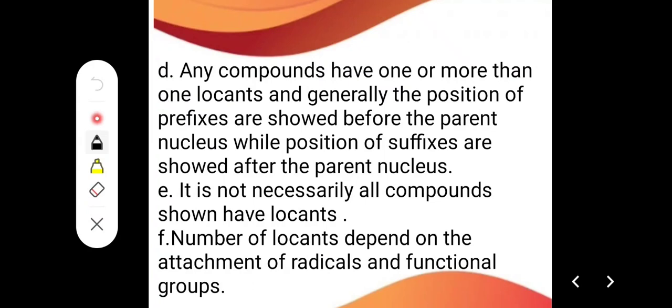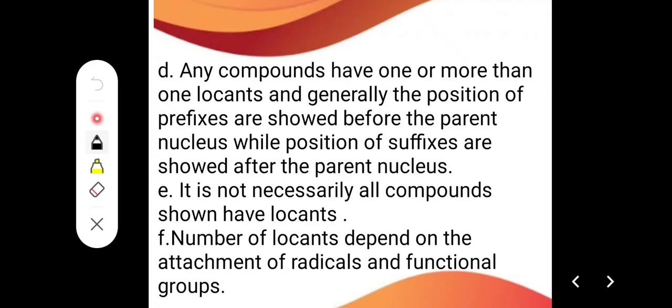Then we have to consider locants of suffix and suffixes. It is not necessary that all compounds have locants. If we consider toluene, there is only one CH3 group, so we do not need to number the position of the methyl group. There must be one methyl group, so we do not consider it much.